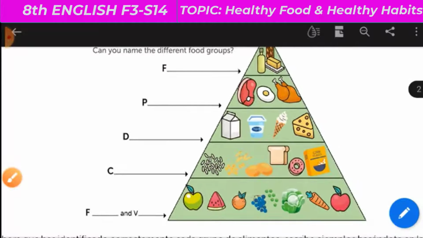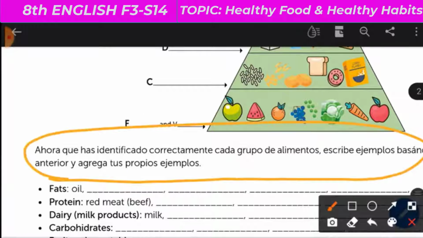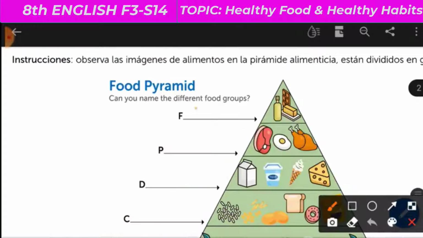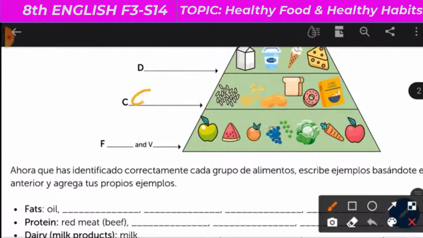Ok, so you have to write right here, ahora que has identificado correctamente cada grupo de alimentos, escribe ejemplos basándose en la imagen anterior y agrega los propios ejemplos. So for example, here F is for fats, yes? P is for protein, yes? D is for dairy products. C is for carbohydrates. Carbohydrates, okay? F is for fruits and vegetables, okay?